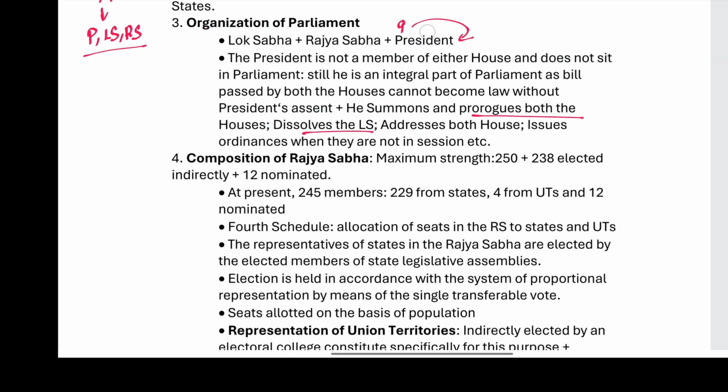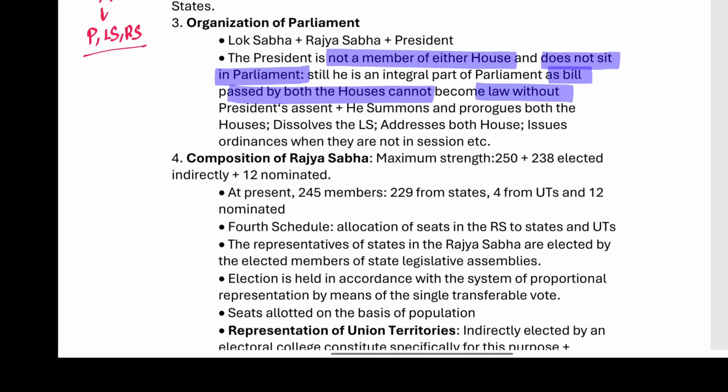Here we are stating that the organization of the Parliament contains the President, even though the President is not a member of either house, and he does not sit in the Parliament. But if a bill needs to be passed, it requires the assent of the President, and he summons and prorogues both the houses, dissolves only the Lok Sabha, and addresses both the houses.